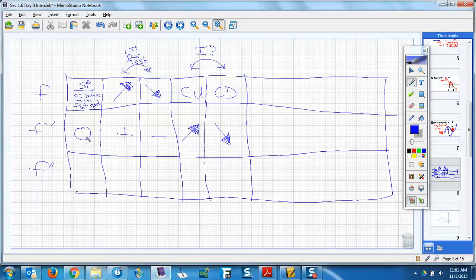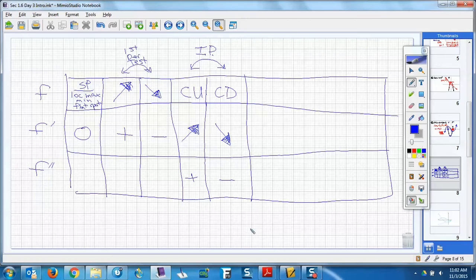So, what could we do down here? Let's see. Well, right here, when F is increasing, we knew F prime was positive, right? So right here, when F prime is increasing, we know that F double prime has got to be positive, right? And when F prime is decreasing, we know F double prime is negative, right? Now, the question is, what about these over here? Well, let's think about this a minute.